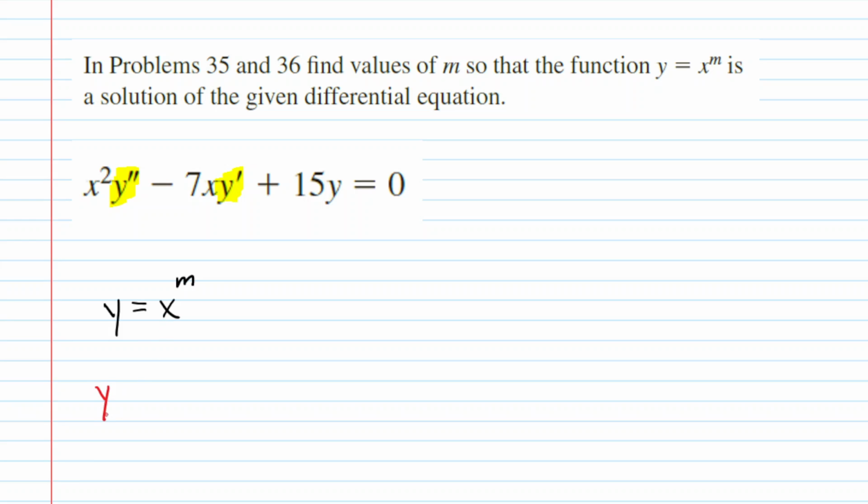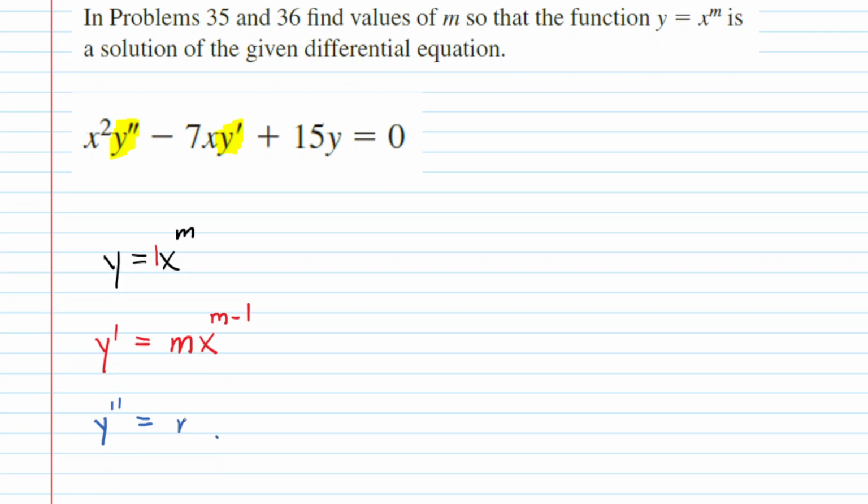So for example, for y prime, we will multiply m by the coefficient of 1, which gives us a new coefficient of m, and then we subtract 1 from the power to give us x to the power of m minus 1. There is the first derivative. For the second derivative, again, we do the power rule. We will multiply the power of m minus 1 by the present coefficient, which is m. This gives us m multiplied by m minus 1. And then the new power is obtained by subtracting 1 from the old power, so we end up getting m minus 2.